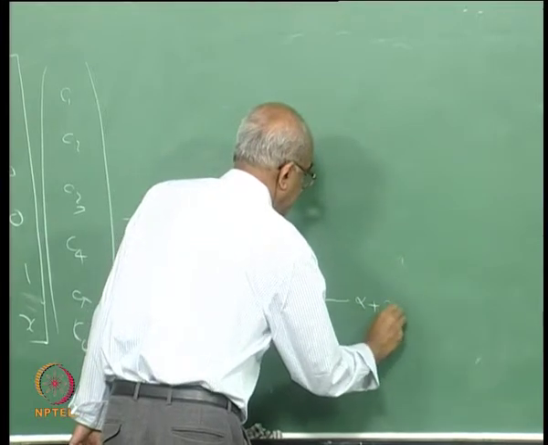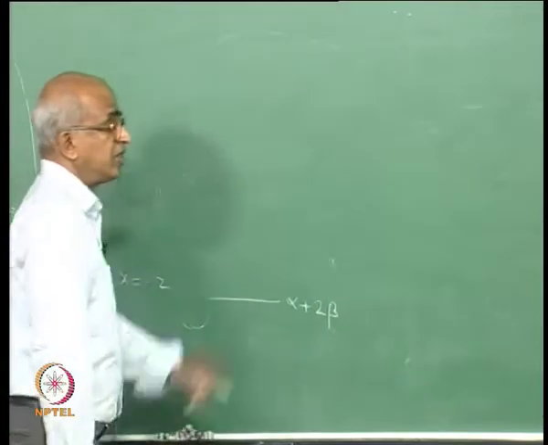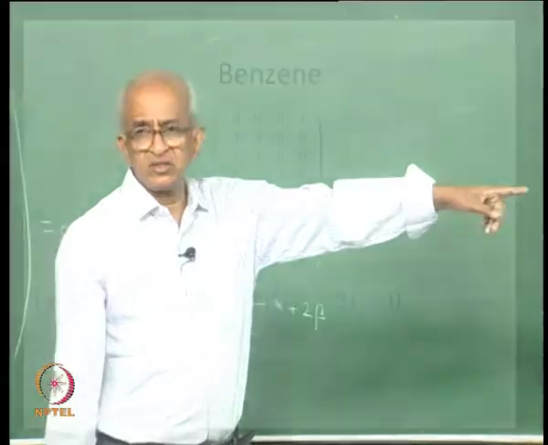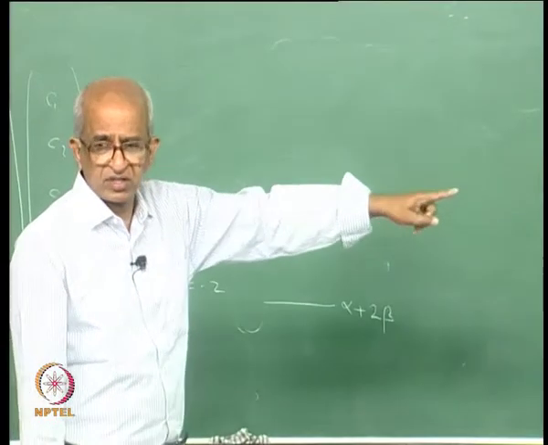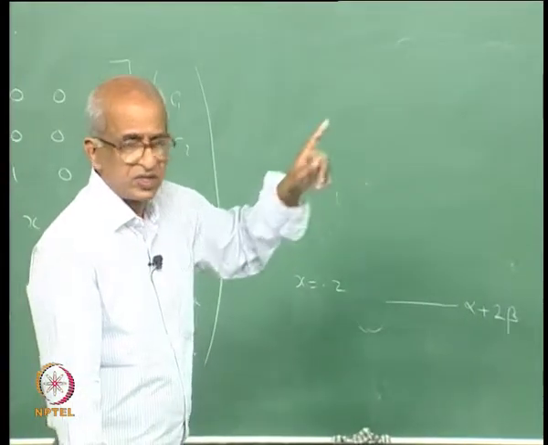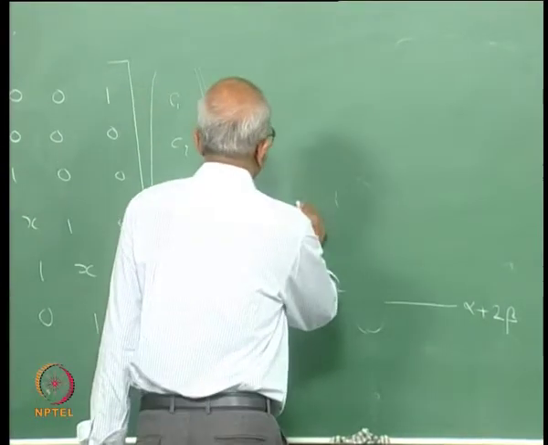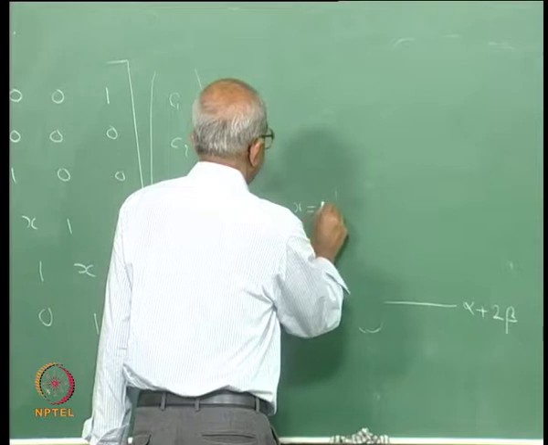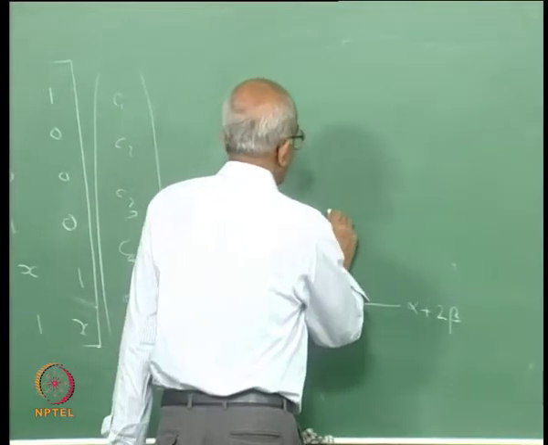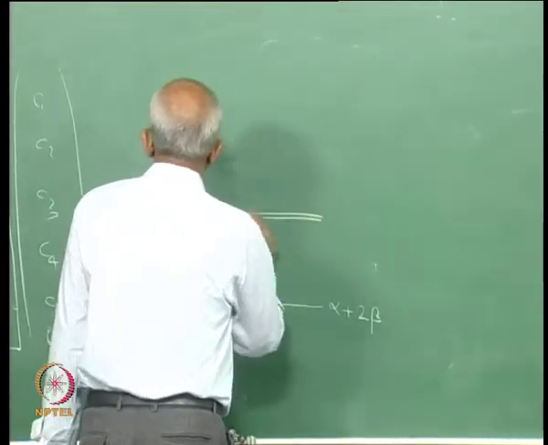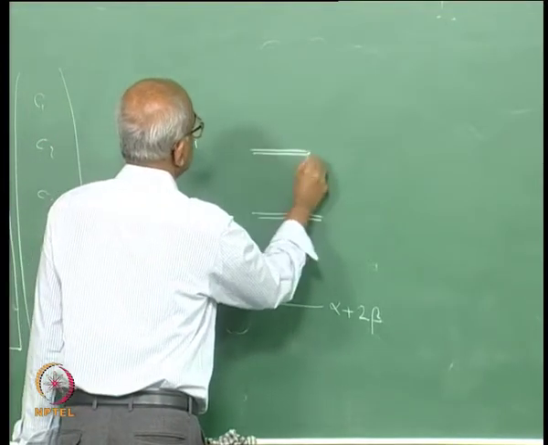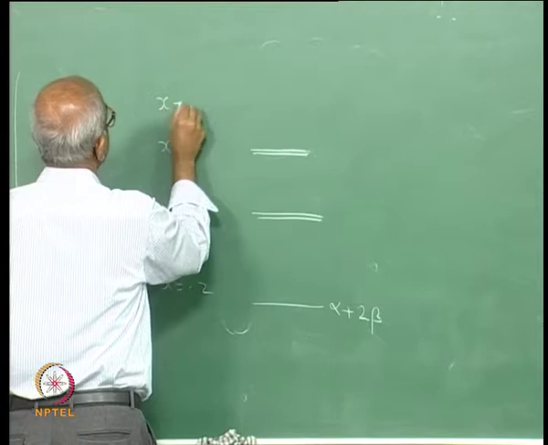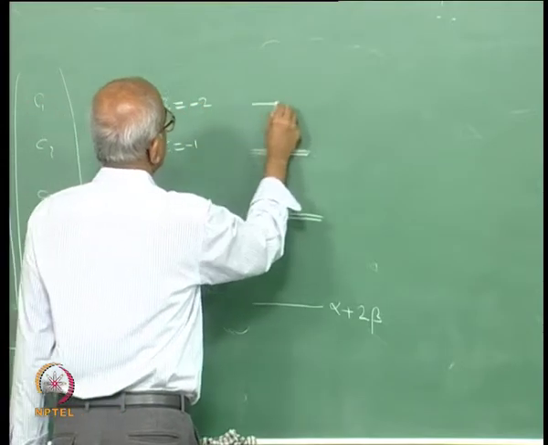x is equal to minus 2 implies energy is alpha plus 2 beta. And the way this equation is, you will find that x is equal to 1 occurs 2 times, because x minus 1 is occurring with a square. So, x is equal to 1 occurs 2 times. That actually means your orbital is doubly degenerate. Then x is equal to minus 1 occurs 2 times, x is equal to minus 2 occurs only once.